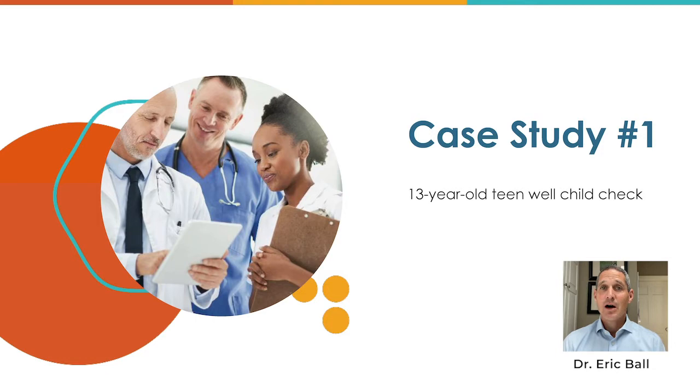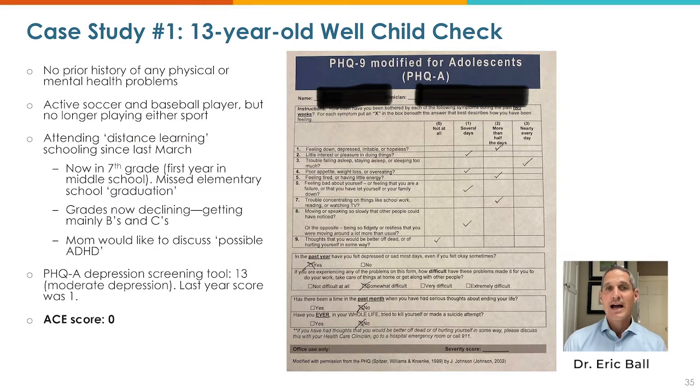And we gave him our mental health screening tool that we do for all of our adolescent patients. I was very surprised to see the results showed that he had a depression screening score of 13, which puts him in the moderate depression stage. When I talked to the patient and his mother, he talked about how he was feeling down because the sports that he previously engaged in had been canceled and he no longer was playing soccer or baseball.